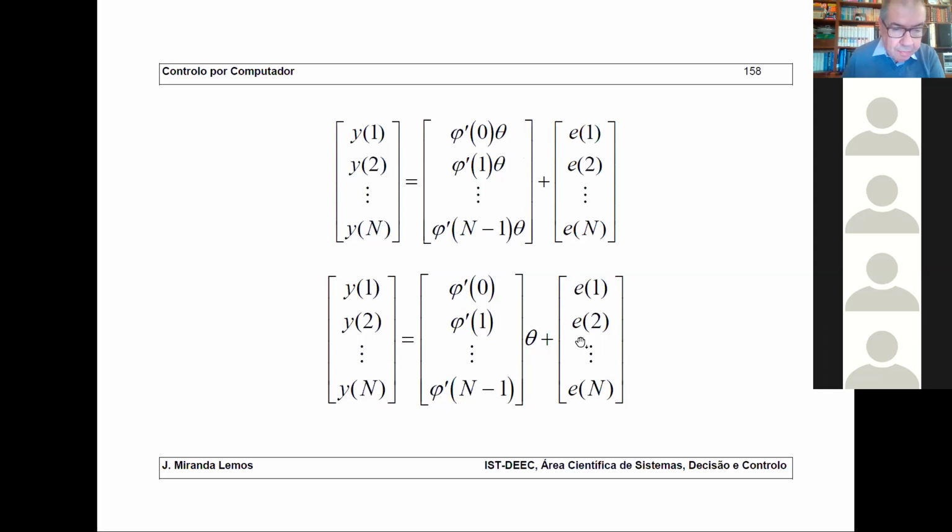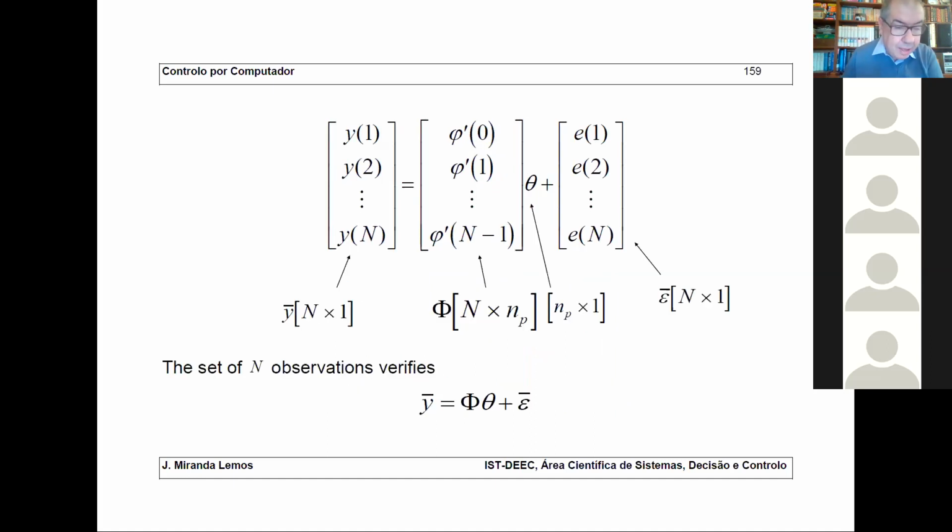So we have this matrix equation here, okay? And I will call capital phi this matrix made of data, y bar this vector of y's, again data, theta, well, that is our vector of parameters, and then I have some epsilon bar, which is a vector of deviations. Now, suppose that you don't have any deviation here.